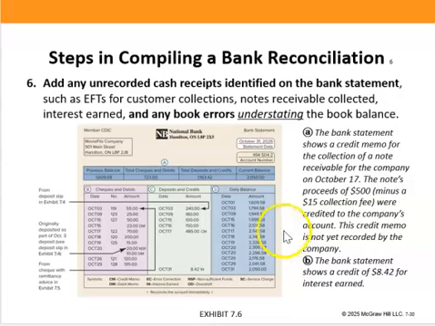What that's telling us is two different things. They received proceeds of $500 minus the $15 collection fee, and the bank statement shows that $8.42 was put into our account for interest earned.